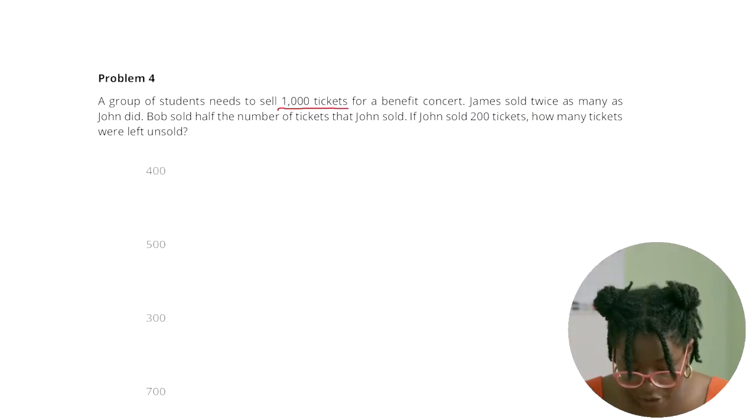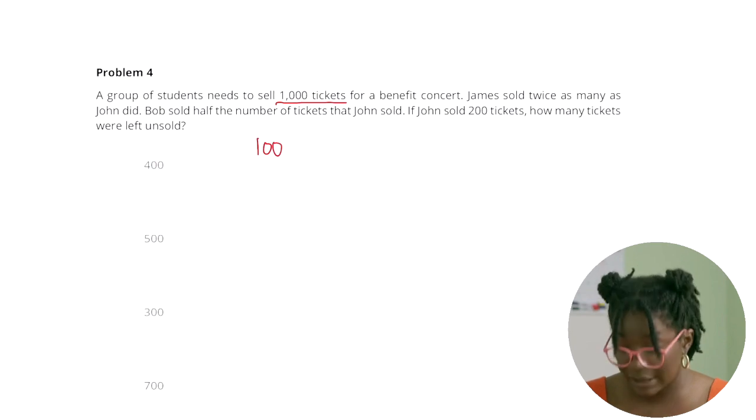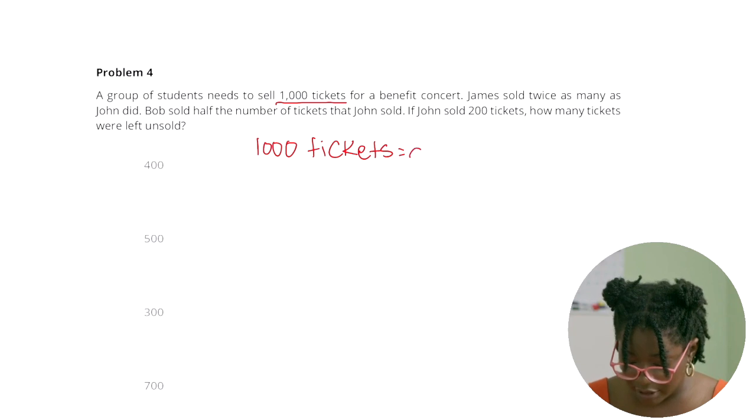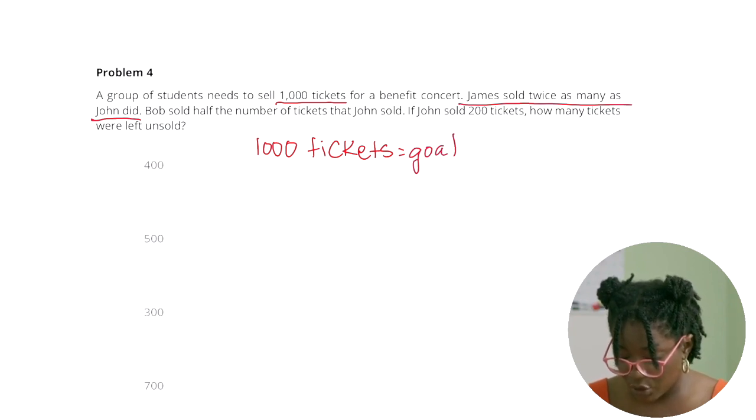Problem number 4. Problem number 4 is what we call a word problem. Now, I want you to get into the habit of, once you're given information in a word problem, writing information down as you go along so that you can begin to make sense of it. Because if you just try to read everything and come up with an answer off of the top of your head, you're more likely to make mistakes. A group of students needs to sell 1,000 tickets for a benefit concert. So 1,000 tickets is the goal. Write that down. James sold twice as many as John did. So James sold twice as many as John did.